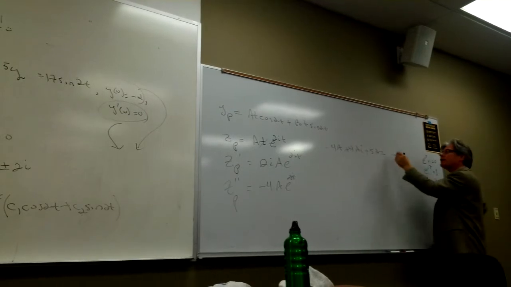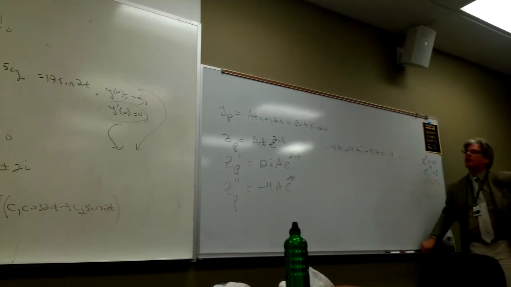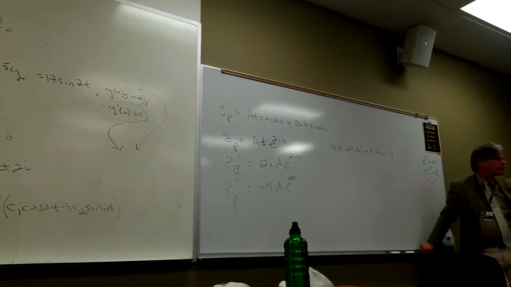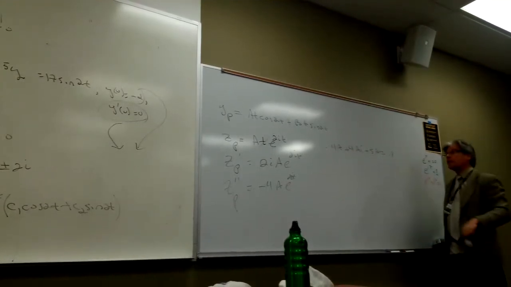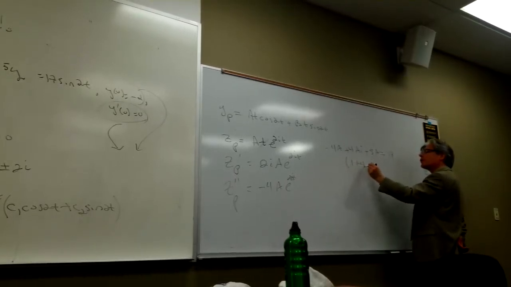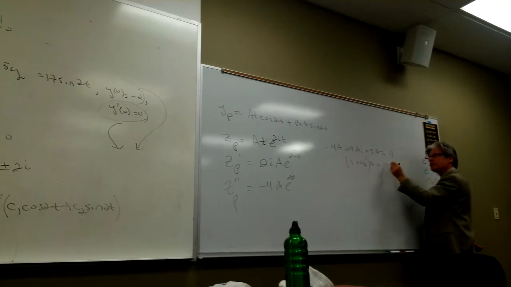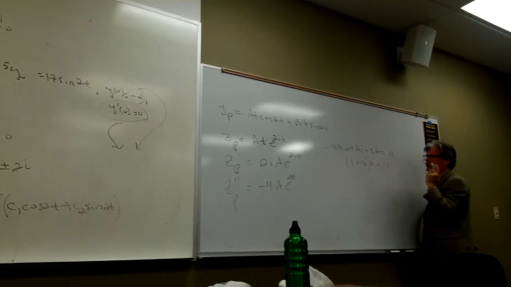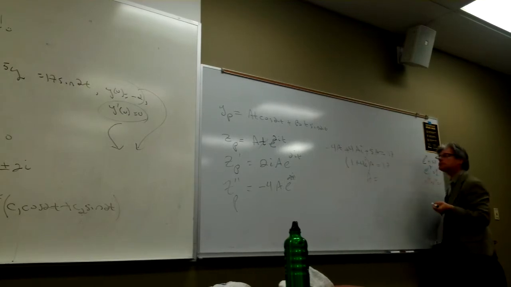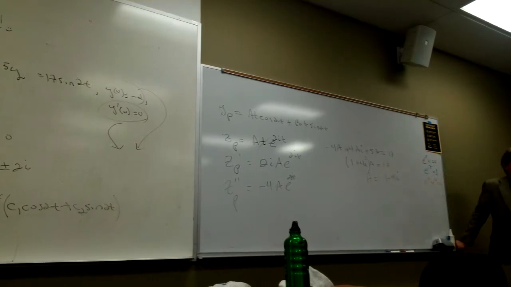I suppressed the factor of e to the 2it on both sides. Factoring out my a, I suppose that means, is that a positive 1 plus 4i times a is equal to 17? Wow, these numbers are nice, aren't they? That means a is equal to, is that 1 minus 4i? Yes, that is.